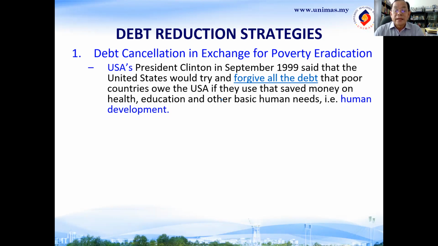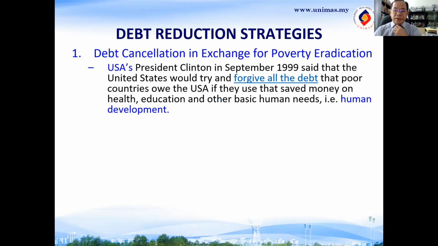So if they promise to spend the saved money on health, education, and other basic human needs. Yeah, in other words, human development. Okay, so the US was ready to forgive all the debt. Jadi semua hutang itu dikira tidak ada hutang lagi lah maksudnya. Yeah, cancel all the debt. I don't know how many billions, but just forget about that.